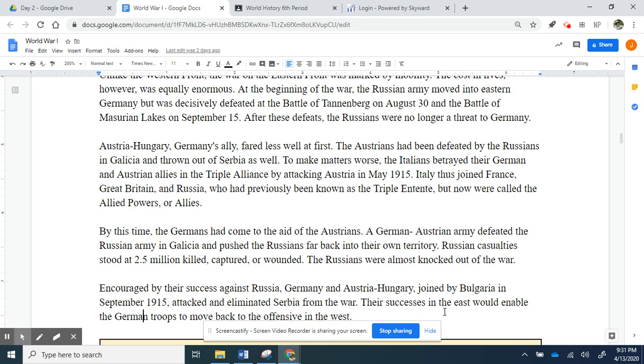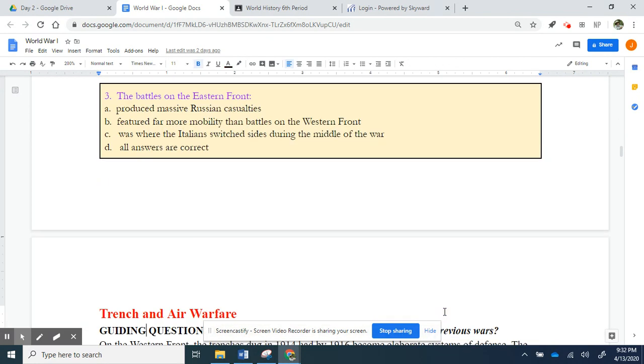Encouraged by the success against Russia, Germany and Austria-Hungary, joined by Bulgaria, in September 1915 attacked and eliminated Serbia from the war. Their success in the east would enable the German troops to move back to the offensive in the west. So question 3, the battles on the Eastern Front.